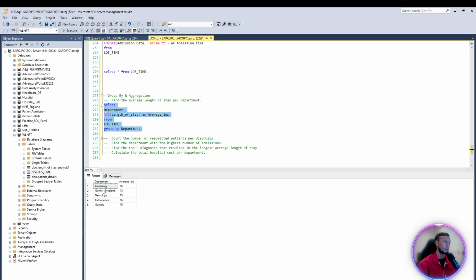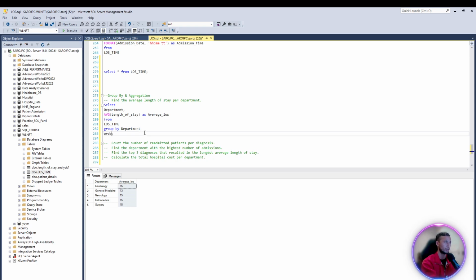Okay, so here is our answer. Here are the departments. There are 5 departments: cardiology, general medicine, neurology, orthopedics and surgery, and we have the average length of stay for each department. If you want to sort this from largest, you can use order by as well. Order by average descending. This will sort from highest to lowest. So the highest one is cardiology, then neurology, and the lowest one is general medicine.